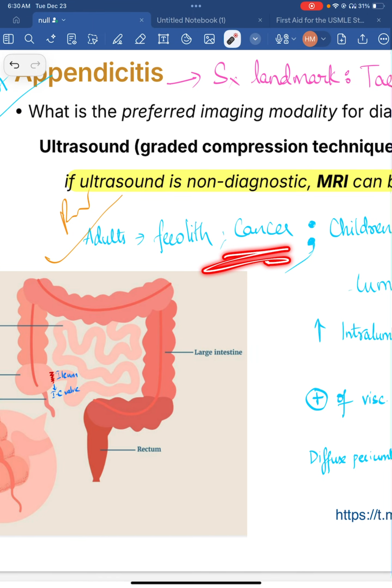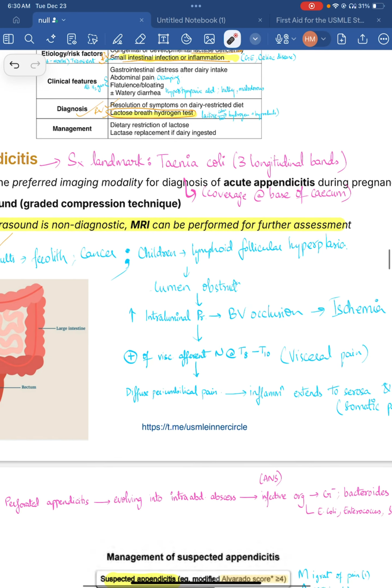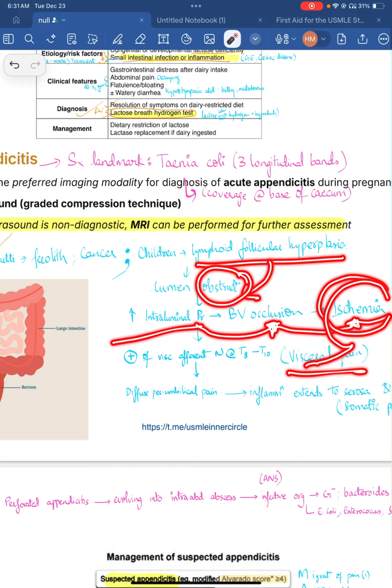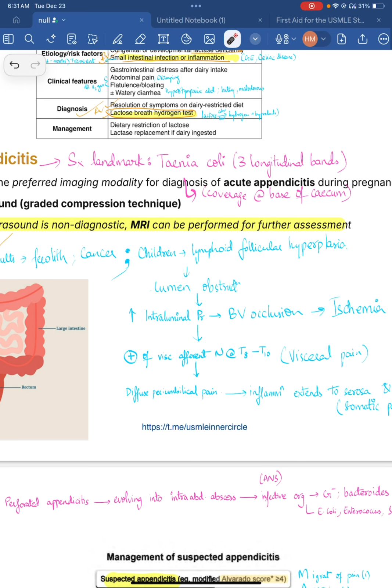And in cancer also, you can see appendicitis. What about children? In children, there's lymphoid follicular hyperplasia, which causes lumen obstruction. When the lumen gets obstructed, there is increased intraluminal pressure, which causes blood vessel occlusion. Obviously, this leads to ischemia. Ischemia will obviously cause pain, visceral pain. And how does this visceral pain occur? Ischemia causes activation of visceral afferent nervous system at T8 to T10, which causes visceral pain and diffuse periumbilical pain.